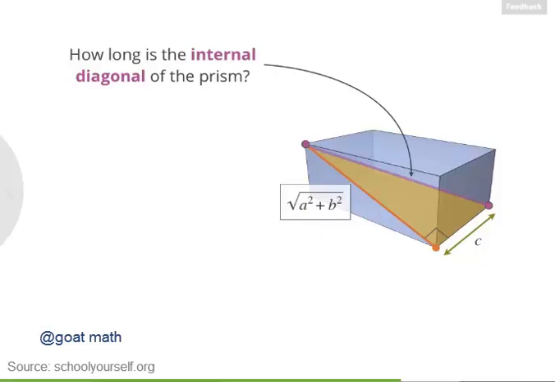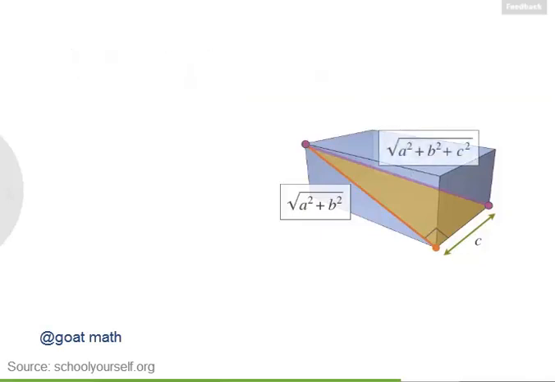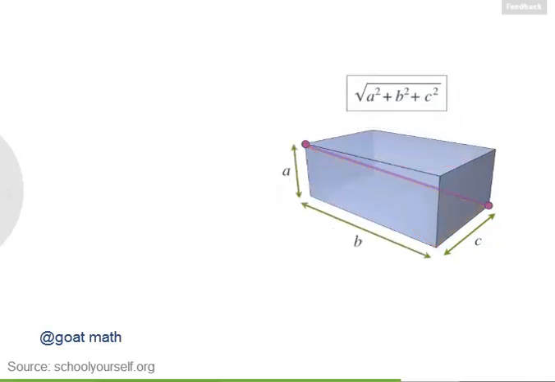Excellent! So the length of the internal diagonal is the square root of a squared plus b squared plus c squared. So this is the general formula for the length of a rectangular prism's internal diagonal. Pick any two opposite vertices, like these two, or these two. Every internal diagonal of a rectangular prism has the same length, and to find it, square the three dimensions, add them up, and then take the square root.